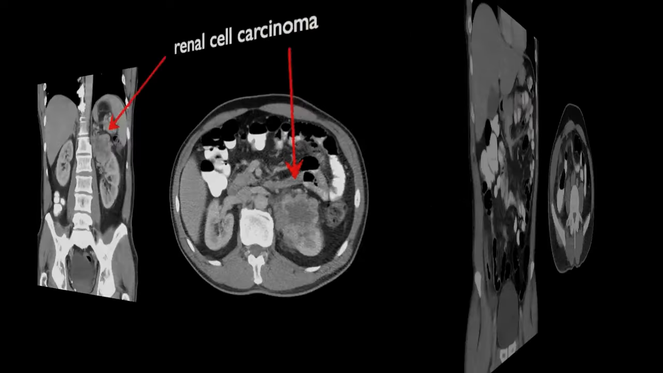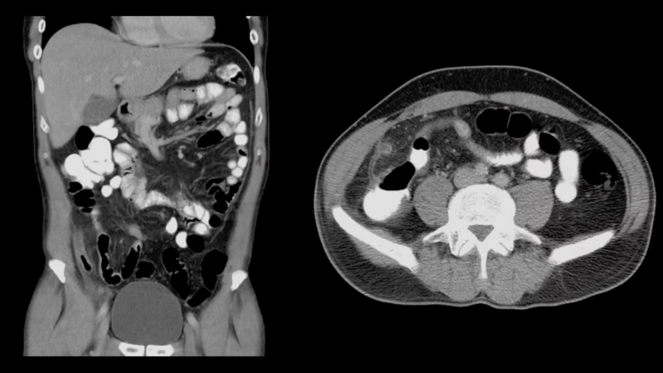So there you have it, some CT features of acute appendicitis: a blind-ending tubular structure in the right iliac fossa arising from the base of the cecum, with thickening greater than 6 millimeters and surrounding inflammatory fat change.